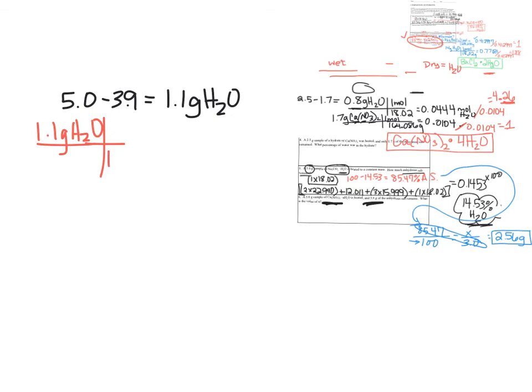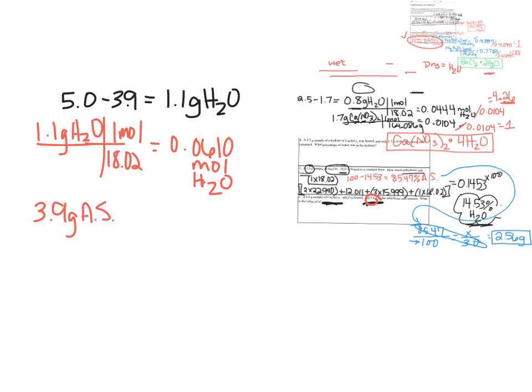We would divide that by the 18.02 to get it into moles. So when you do that, we would get 0.0610 moles of water. And then we would be using this 3.9 to describe our anhydrous salt. So I'm just going to put anhydrous salt, but please know that it is Cu(NO3)2. It's copper 2 nitrate. So if I have 3.9 grams of that, 1 mole, I need the molar mass of this.